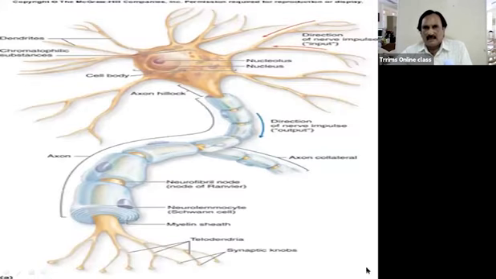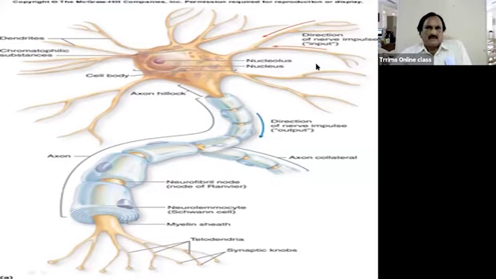And this is another picture of the nerve cell. So you have this nerve cell, and this is the nucleus. I just want to remind you at this point of time that the cell is having a nucleus and the nucleolus. Every cell does have this.